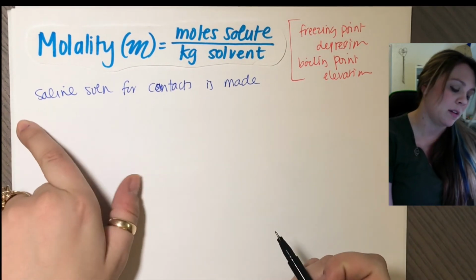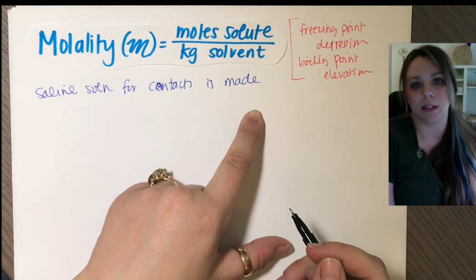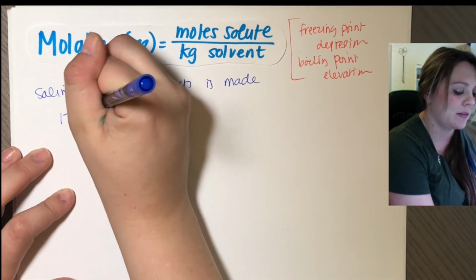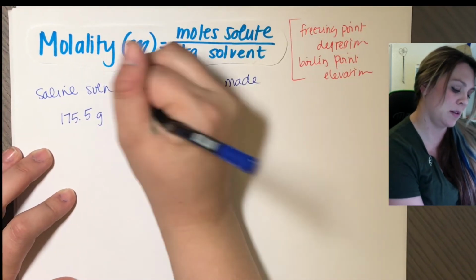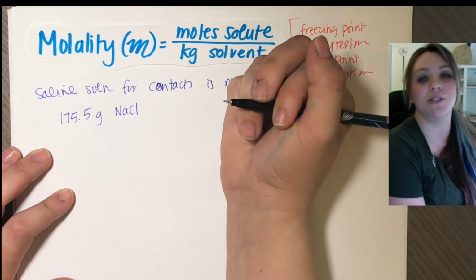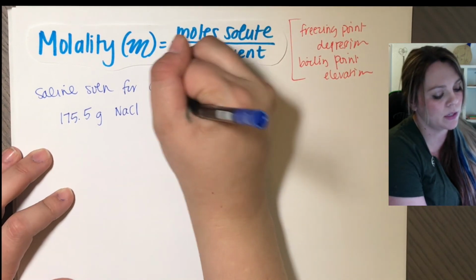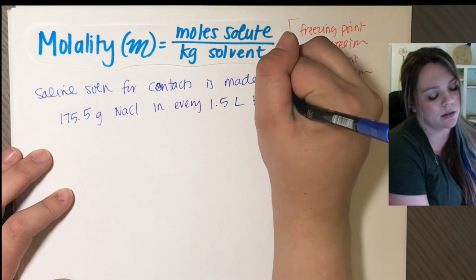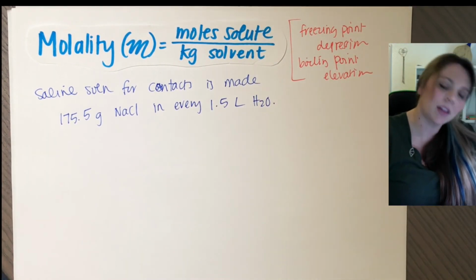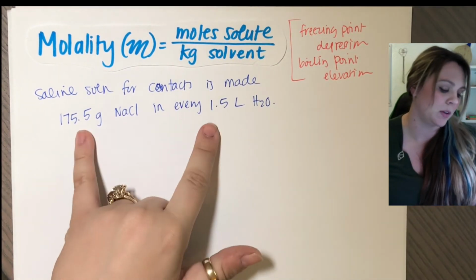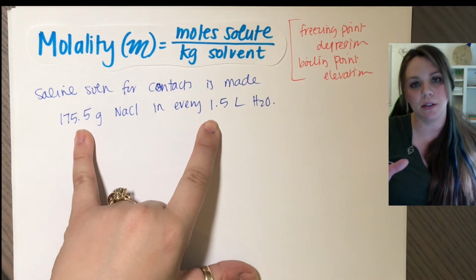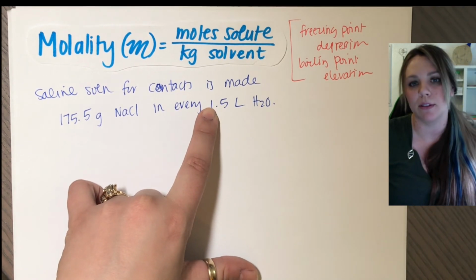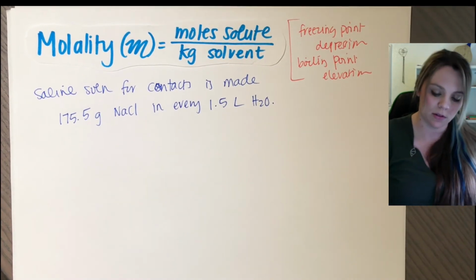So the actual way that they make this is they make it a liter at a time, okay? So they make it with exactly 175.5 grams of NaCl, it's just salt, saline solution, in every 1.5 liters of water. I think I said 1 liter at a time. It's a liter and a half at a time, okay? So 175.5 grams of your NaCl in every 1.5 liters of water, okay?